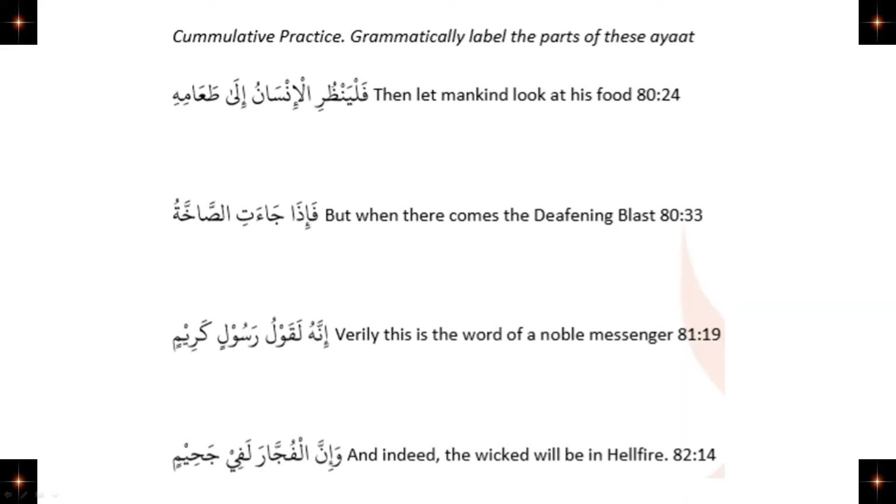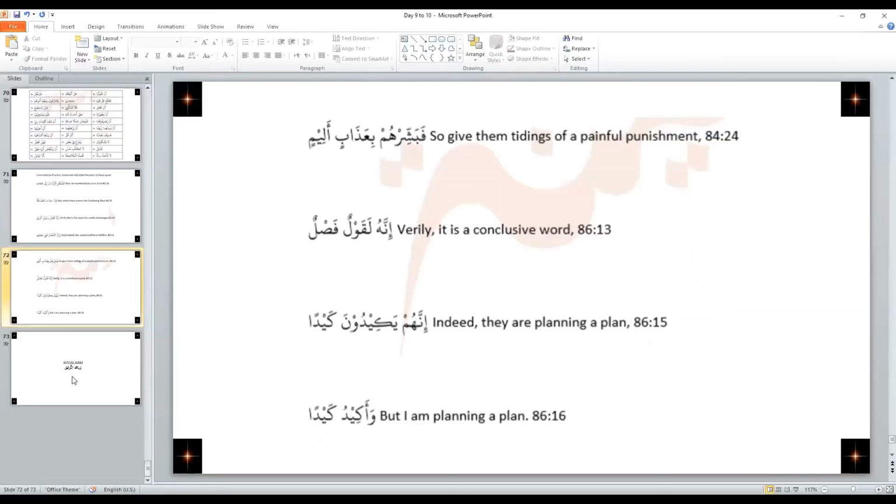Okay, Jazakallah khair. So we have the inna and the ism. Inna al-fujjara is one fragment. Lafi is jar wa majrur, another fragment, yes. And then fi jahimin is also another fragment. Bravo, very good. MashaAllah.